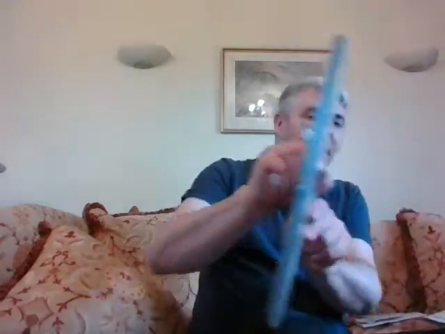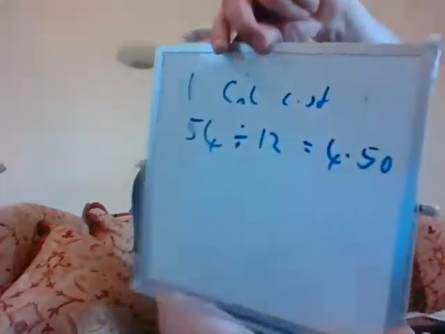So all you do is you say 12 calculators cost £54. So we know 12 costs £54. And we say one calculator, therefore, one calculator costs 54, divide that by 12, equals £4.50.